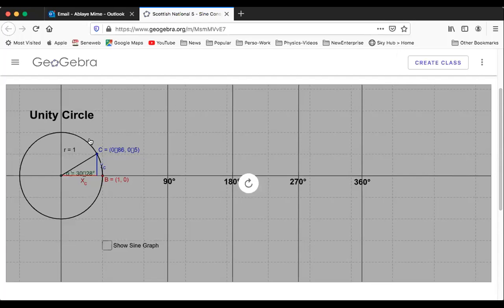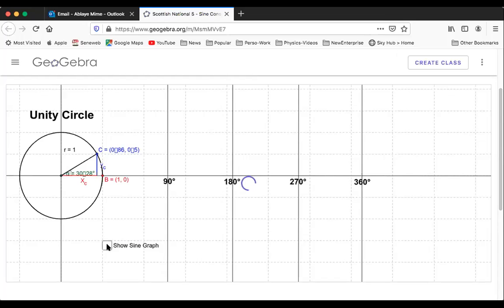So we have a circle, which is what we call the unity circle, because its radius is equal to 1. With the radius equal to 1, we've got what we call angles. And as you can see, you still get that triangle here. That's why it's part of trigonometry. So what we're going to do is try and show how the sine graph is built.